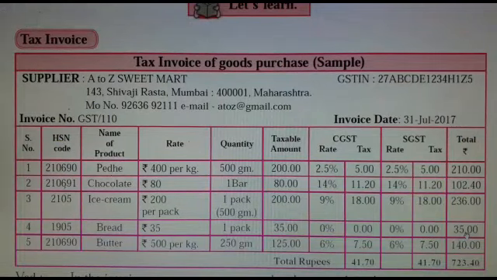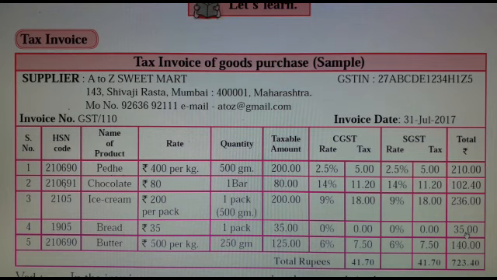Students, yesterday we have seen the information about different taxes that existed before GST. All those taxes are subsumed under GST. Means their name is changed to GST, they are not cancelled. Instead of excise duty, now it is GST. Instead of service tax, now it is GST. Instead of entertainment tax, now it is GST.